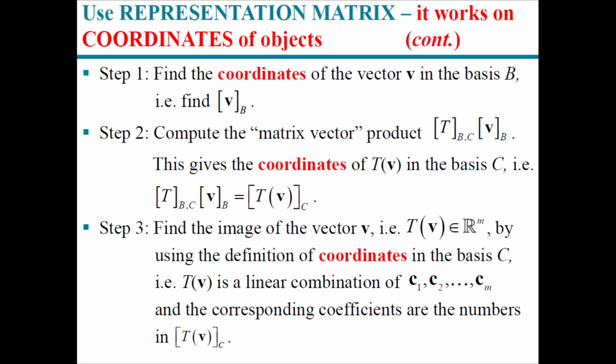Okay, so we are almost there. All I need to do, since I have these coordinates of the image vector in basis C, is apply the definition of coordinates in a basis. What does it mean? That means that TV, the image that I'm looking for, is a linear combination of the basis vectors of basis C, and the coefficients are actually the numbers in this vector of coordinates, the list. So it's a linear combination, and the coefficients are just the coordinates in basis C. So it's very simple actually.